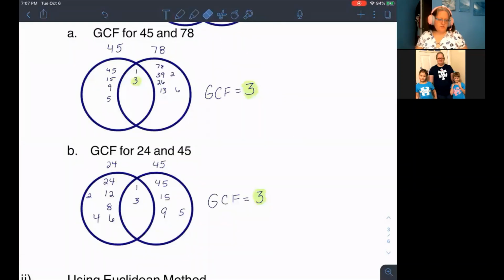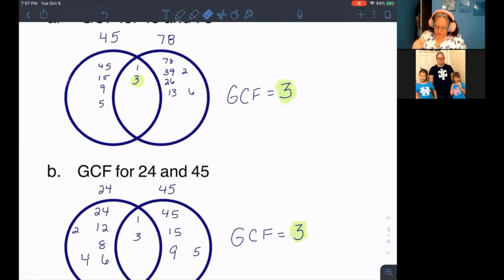So another example with the Venn diagrams and finding the greatest common factor would be for 45 and 78 if we compare their common factors. So 45 breaks down into 1 and 45, 3 and 15, and then 9 and 5. Then 78 does 1 and 78, 2 and 39, 3 and 26, and 6 and 13. So the largest number they have in common is the 3. So their greatest common factor is 3.